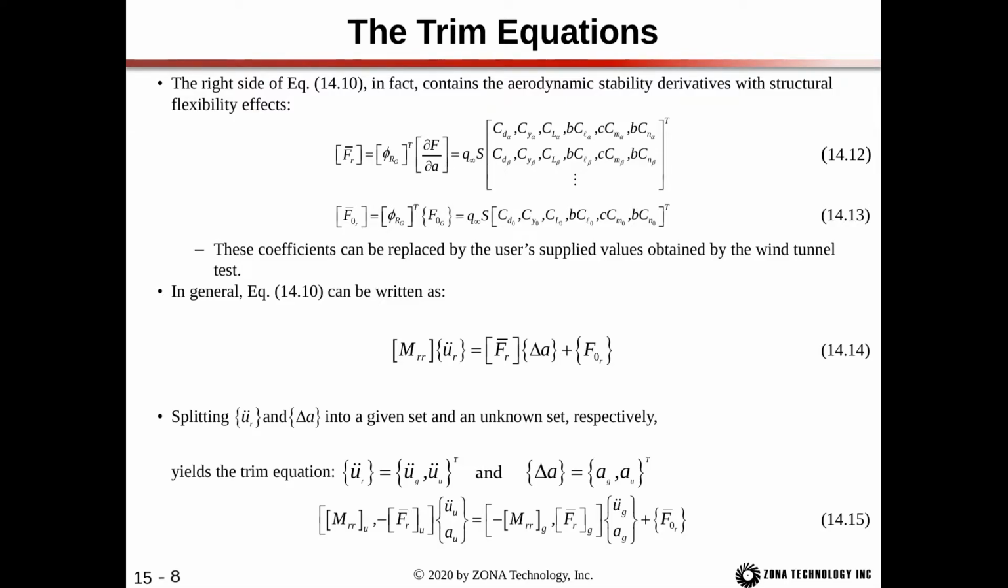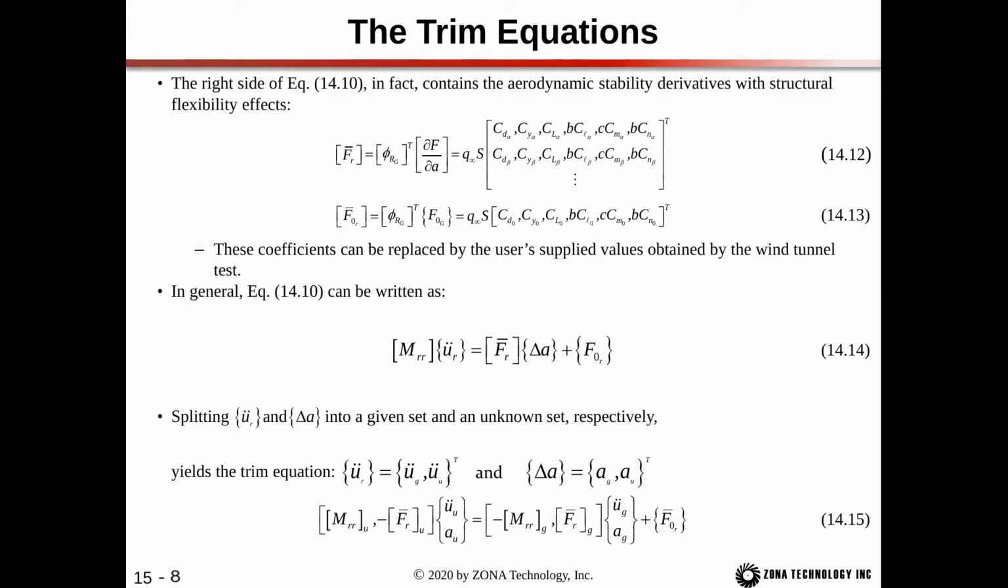Next, we have the trim equations. So the right side of equation 14.10 contains the aerodynamic stability derivatives with the structural flexibility effects. So this F̄_R equals Φ_RG transpose times ∂F/∂A, which equals q_∞ times S times the aerodynamic stability derivatives as shown here. And then the F_0R is Φ_RG transpose times F_0G, which is equal to this quantity. So these coefficients can be replaced by the user supplied values obtained by a wind tunnel test.